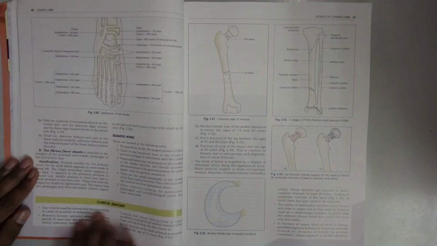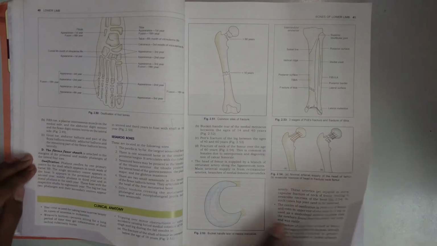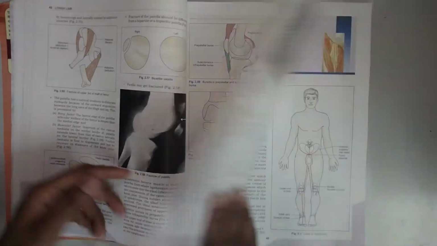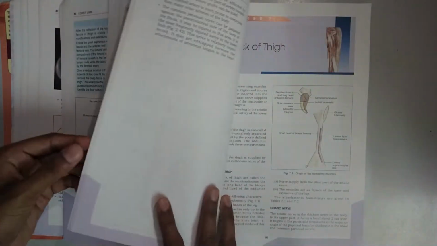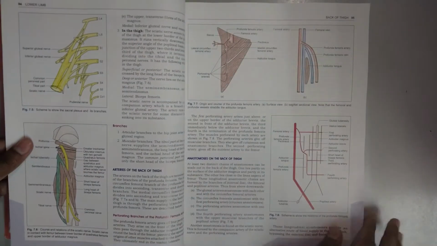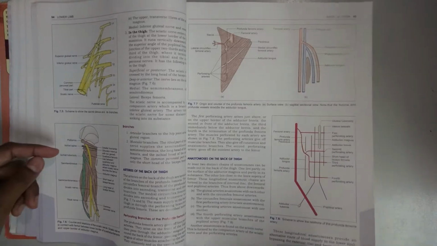Then clinical anatomy. At the end of each chapter, the clinical anatomy of those chapters is explained in great detail in a clear manner. And radiological findings are also given. Then back of the thigh, like plexus, sacral plexus, brachial plexus. At the end of each chapter, the clinical anatomy of the chapter is given.